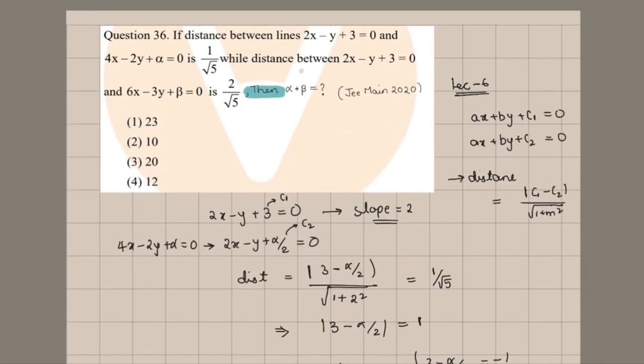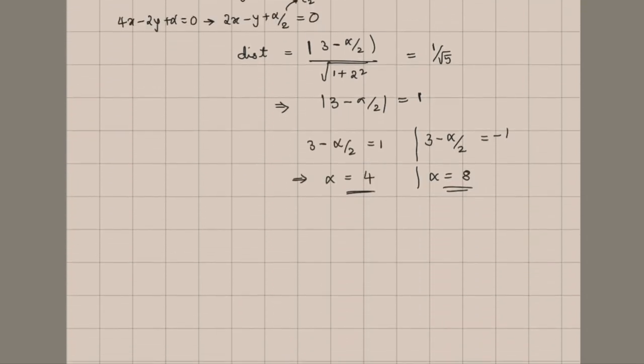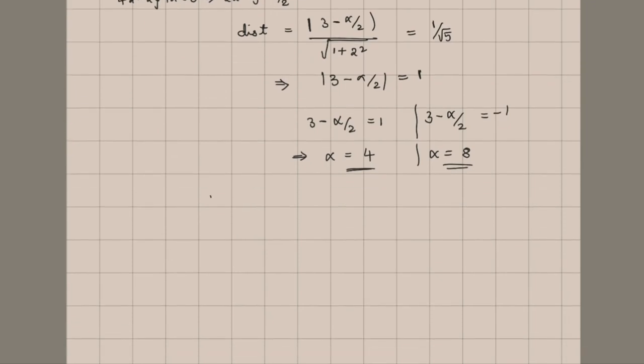Similarly, the given distance between 2x minus y plus 3 and 6x minus 3y plus beta is 2 by root 5. Now you need to divide this equation by 3 so that the coefficients are the same. Now you get 2x minus y plus 3 equal to 0, and 6x minus 3y plus beta equal to 0 can be reduced to 2x minus y plus beta by 3. Just divide this equation by 3. So this is c1, this is c2.